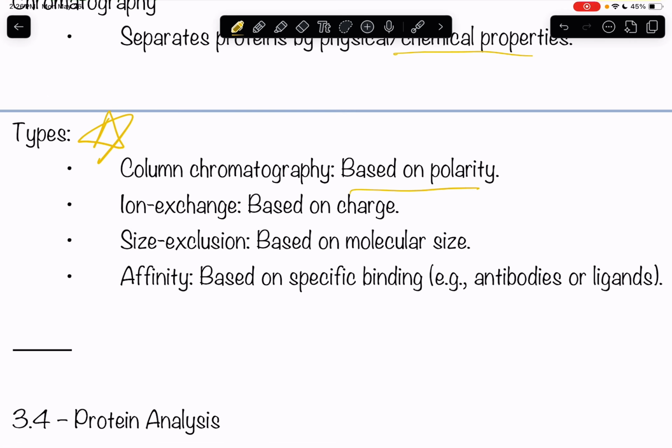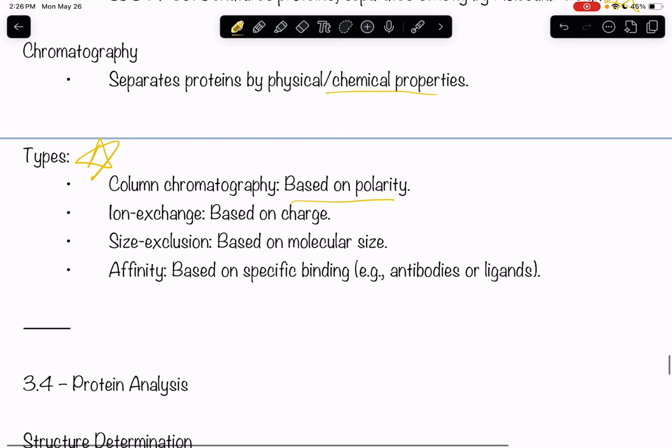So next we have ion exchange, and these are based on charge. So again, it's like anion or cation, and then same thing, right? Whatever the chromatography, the anion comes out first, or the cation comes out first. Size exclusion, obviously by molecular size, and big molecules elute quicker. And then affinity, based on how much it wants to bind to an antibody or a ligand.